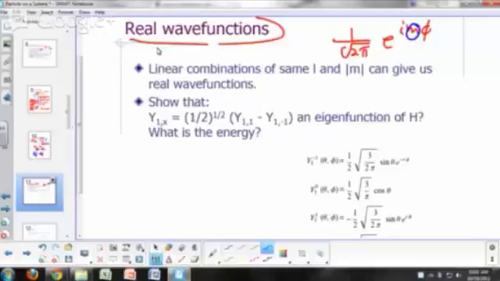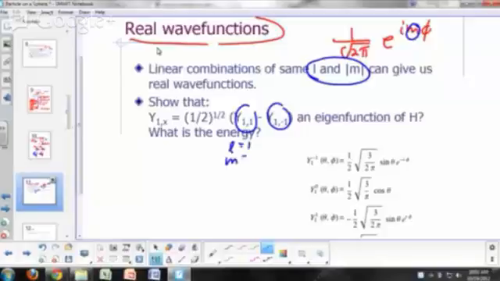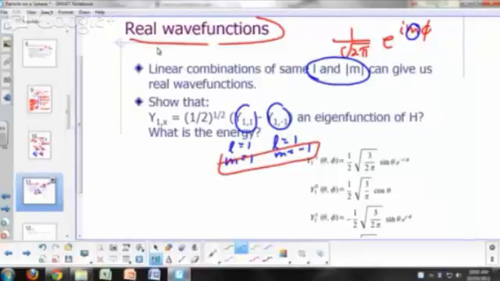It turns out that if you take linear combinations of functions that have the same L and absolute value of m, you can get real functions. For example, let's say Y1,1 and Y1,negative 1. So this is L equals 1, m equals 1, and this is L equals 1, m equals negative 1. The absolute value of m for these two functions is the same. If you take this particular linear combination given here, what will happen?